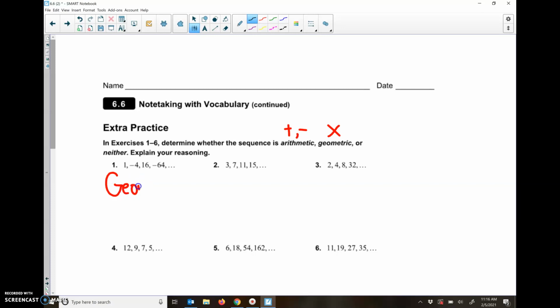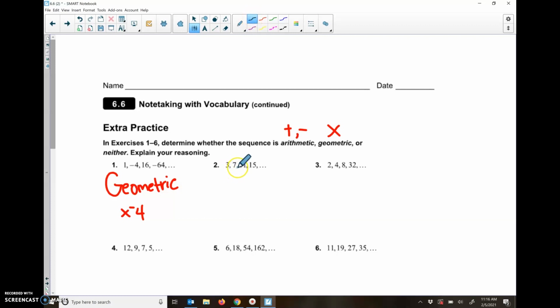So this is going to be a geometric one. And think about it, if we multiply from 1 to 4, 4 to 16, and 16 to 64, we're multiplying by 4. And since we're switching every time, we're actually going to be multiplying by a -4. 1 times -4 is -4. -4 times -4, two negatives now, is a +16. And then +16 times a -4 is a -64.